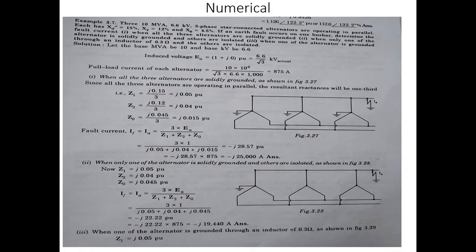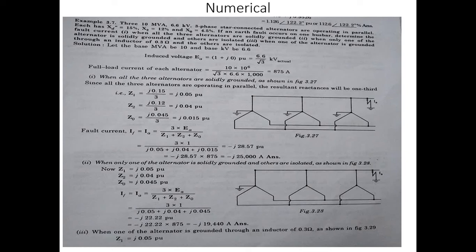Now, the last point of today's lecture: we will discuss one numerical based on this, that is, how the positive, negative and zero sequence components help to find the fault current. Here we'll consider one example. What is the given data? Three 10 MVA, 6.6 kV three-phase star-connected alternators are operating in parallel. Refer to diagram 3.27. Each has X" d, the direct axis subtransient reactance, equal to 15%, X2, the negative sequence reactance, equal to 12%, and X0, the zero sequence reactance, equal to 4.5%.